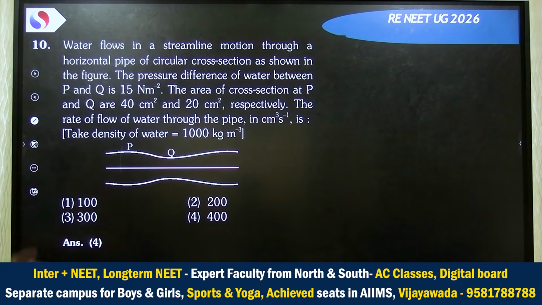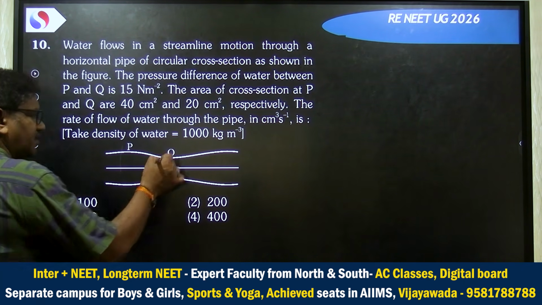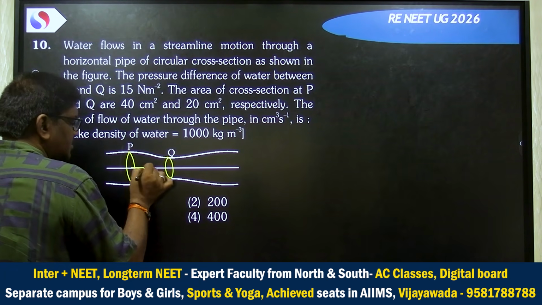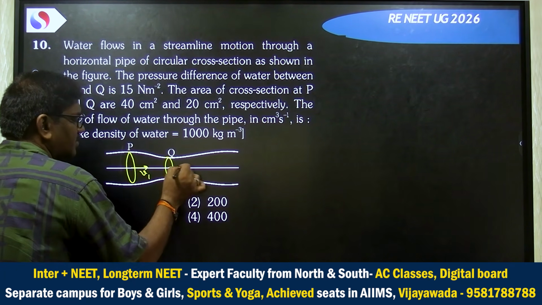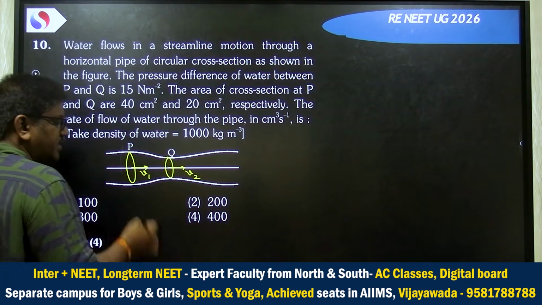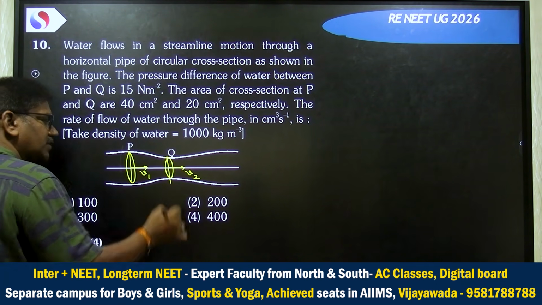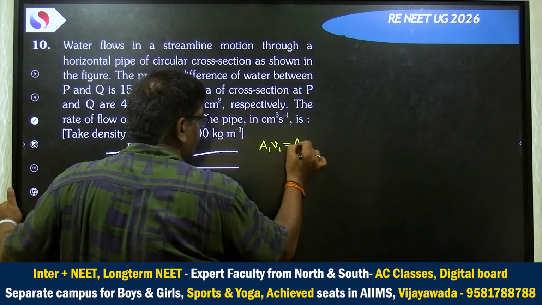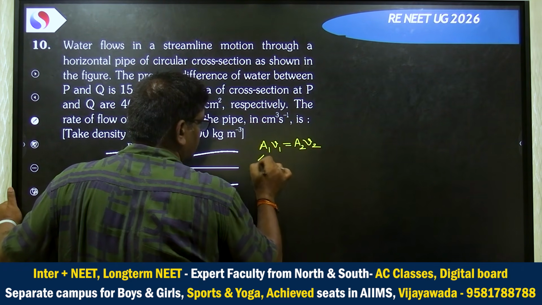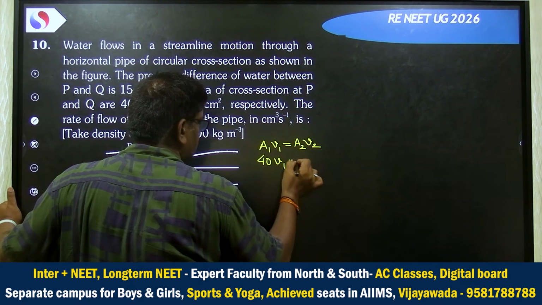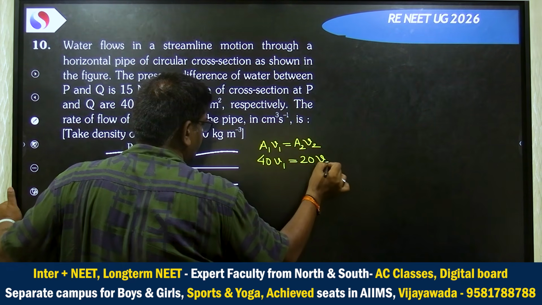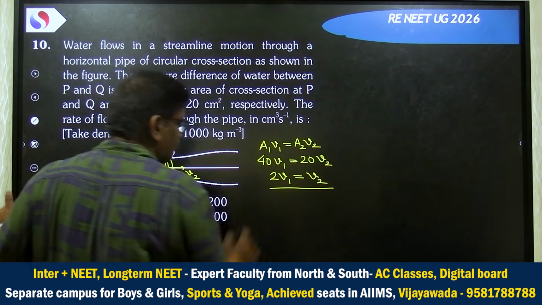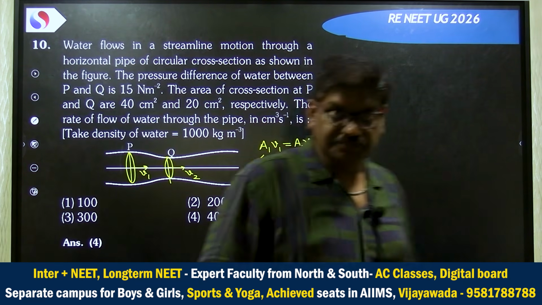Again, a very standard question of Bernoulli's equation. So you have these two cross sections. Here if the velocity is V1, here is the velocity V2. Then first the continuity equation says that A1 V1 equals A2 V2. A1 is 40, V1 is equal to A2, which is 20, into V2. That means twice of V1 is equal to V2. The first equation which we are getting is this one.